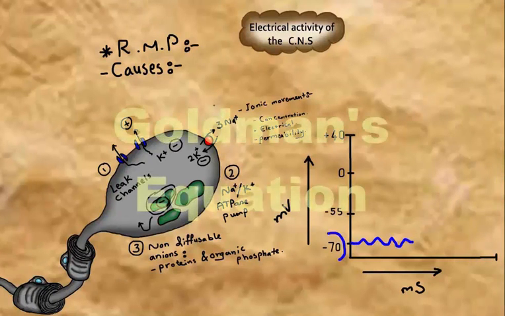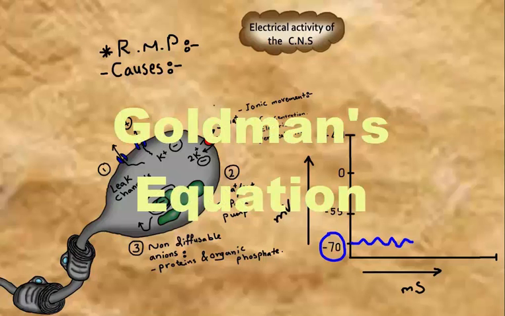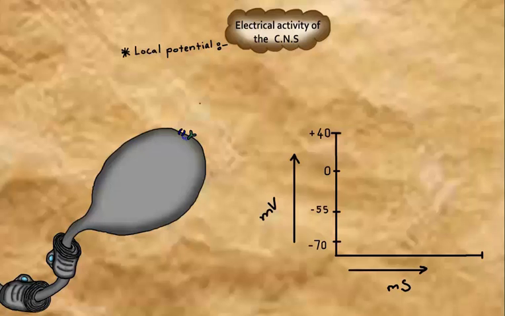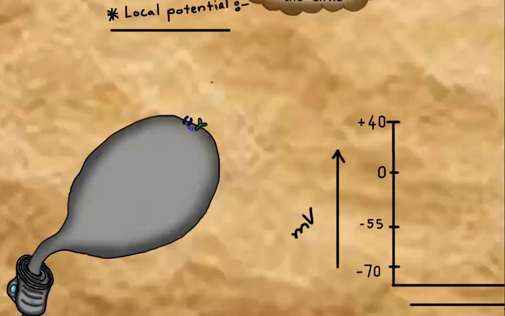The resting membrane potential is calculated using Goldman's equation, and it's about -70 millivolts in the neuronal cells. So that's it for the resting membrane potential. Now let's move on to the local potential. And now with the second segment of this video, we will go through the local potential.